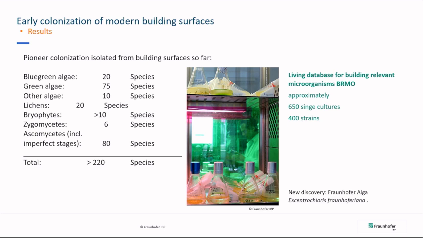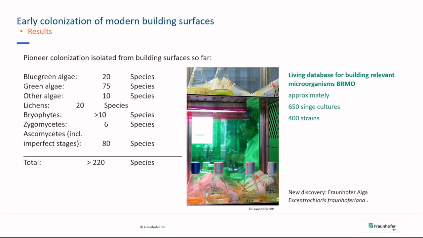And you can see from my graph, when I started, the imperfect fungi, they were still as a group represented, but now taxonomy has found out that most of them belong to Ascomycetes, so now they are together here. I built up a collection of building relevant microorganisms. We now hold many cultures, but these represent about 300 to 400 strains.